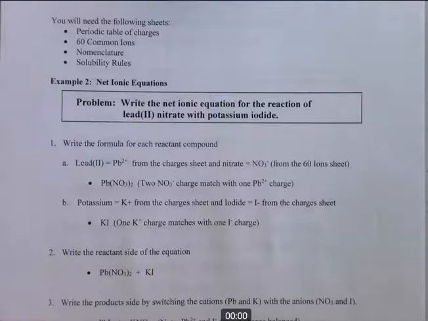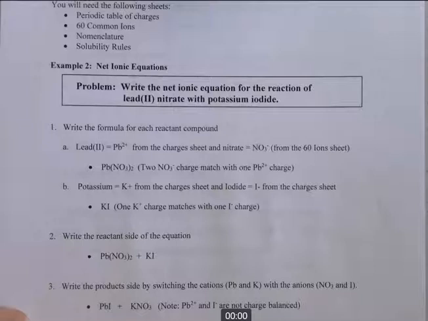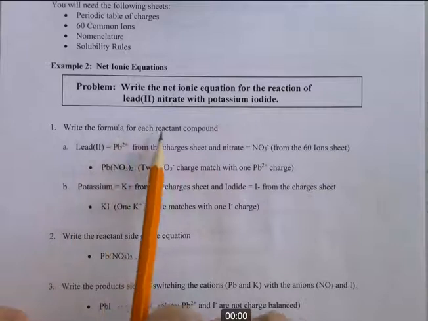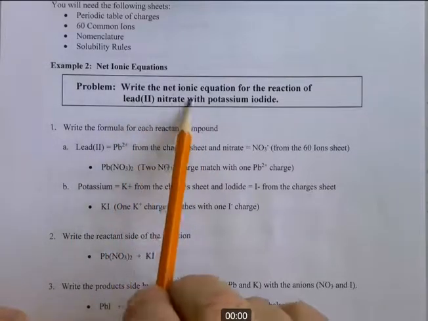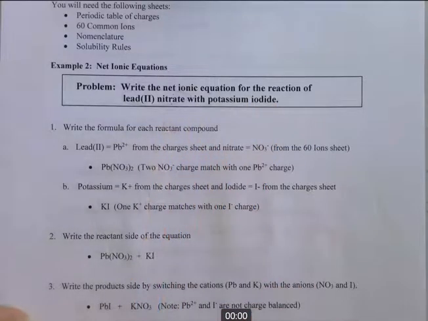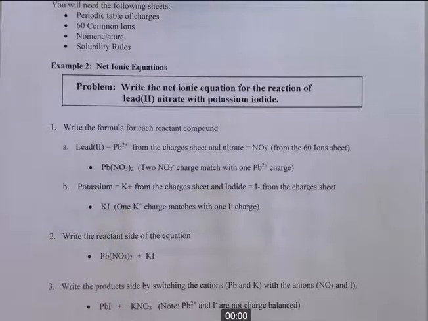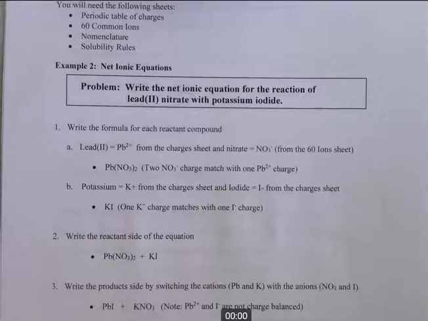Okay, so there's a lot of steps involved in this. Again, they won't give you all of them to do on the test, but they could give you some of them. So let's go through what they are. The first thing is write the formula for each reactant compound. So you have to be able to take these two names and convert them into a chemical compound formula. So lead 2 is Pb2+. By the way, let me point this out, it's up at the top: you should have a periodic table, and you should have a periodic table of charges.